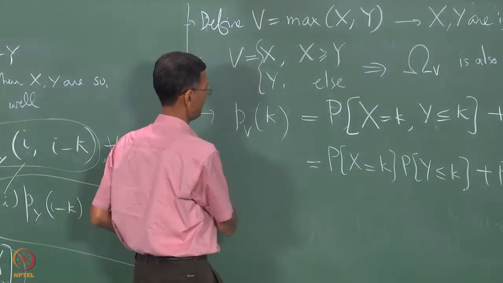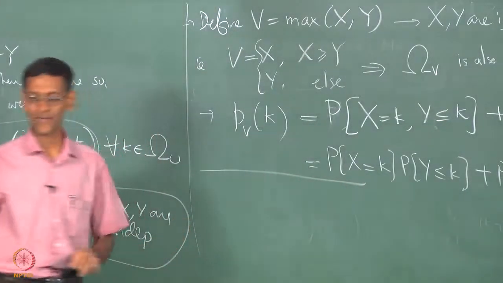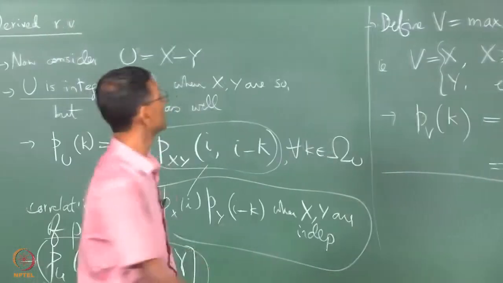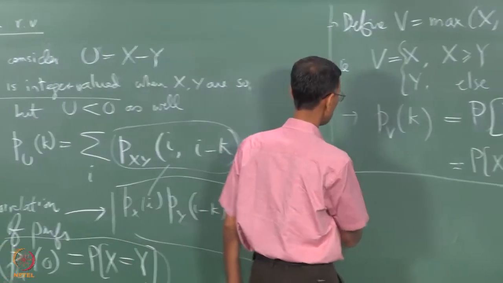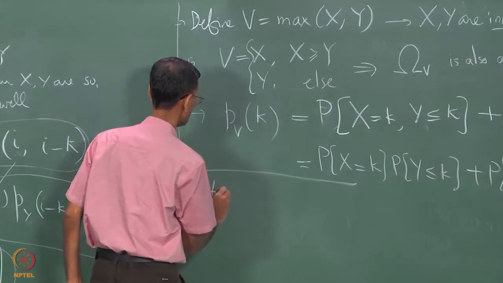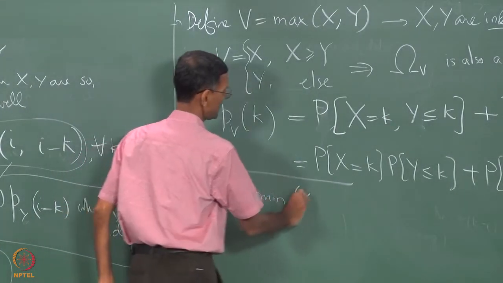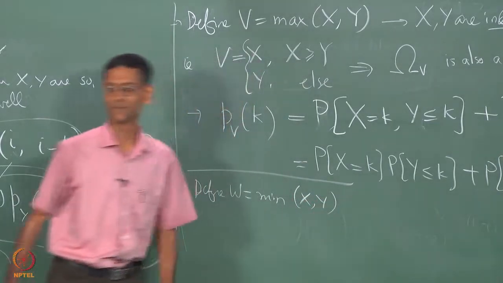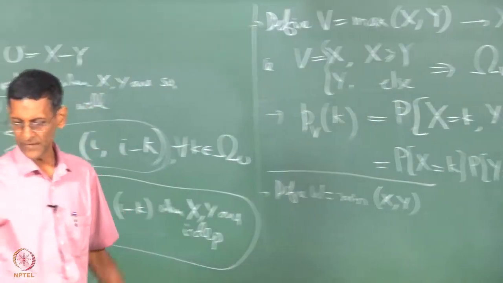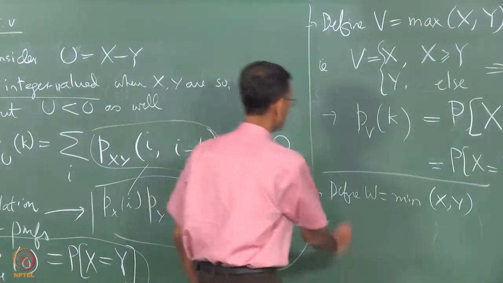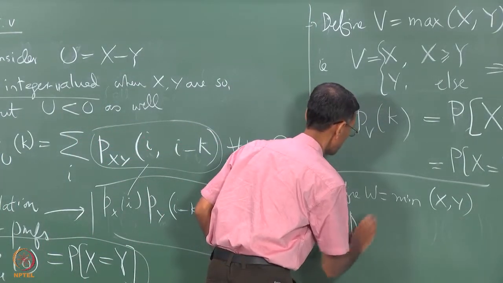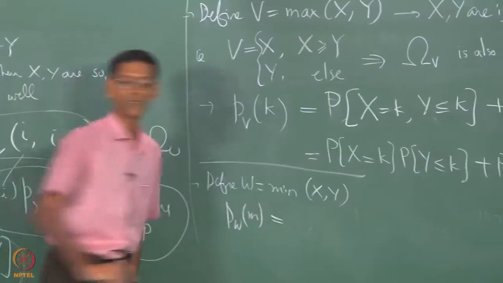So likewise for max, sorry, min. If I want to define W, I don't think I've used W. If I want to do min, what do I do? I can do something very similar. P_W of m, let me use a different index.